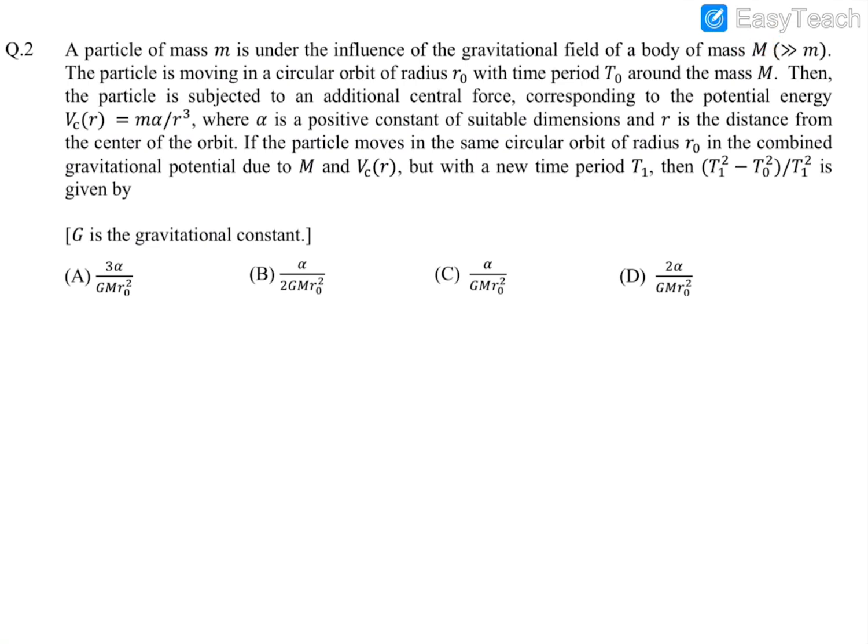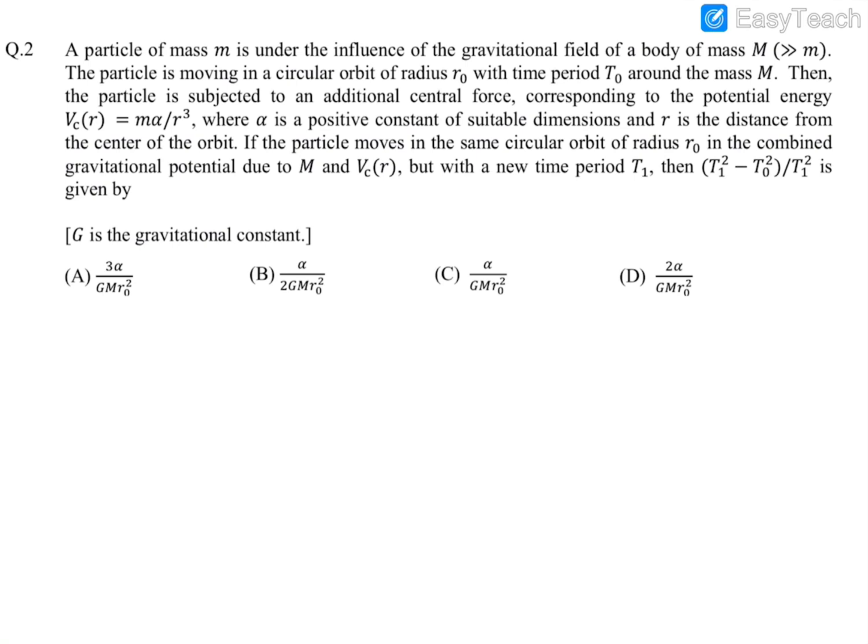This particle is subjected to an additional central force which has a potential energy of m alpha by r cube, where alpha is a positive constant and r is the distance from the center of the orbit. This particle moves under these two forces. One is the gravitational force of this mass M, and the other is this central force, in the same circular orbit of radius r0. Now the initial time period was t0, and the new time period of its circular motion is t1. So we have to find out t1 square minus t0 square upon t1 square.